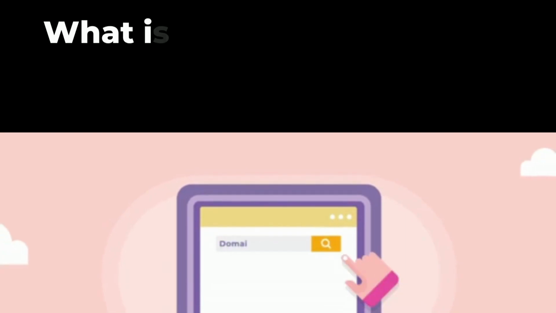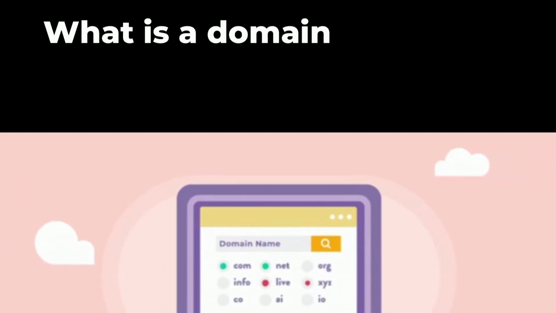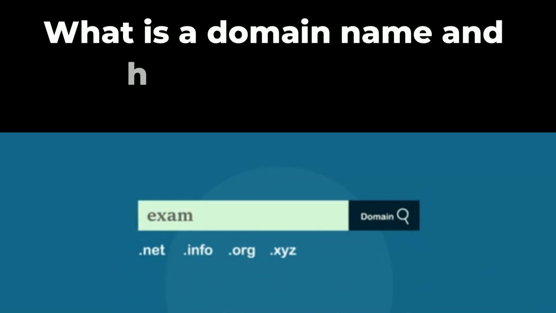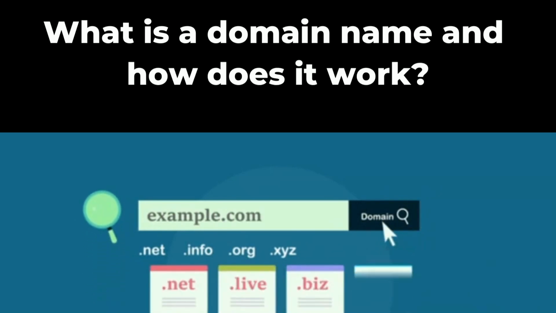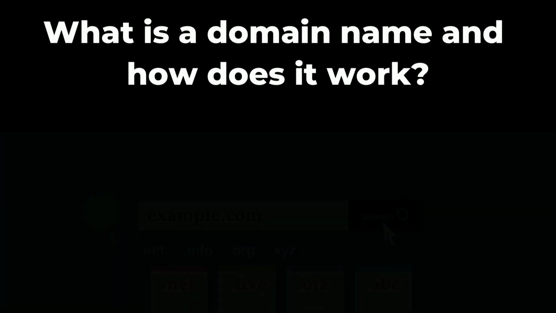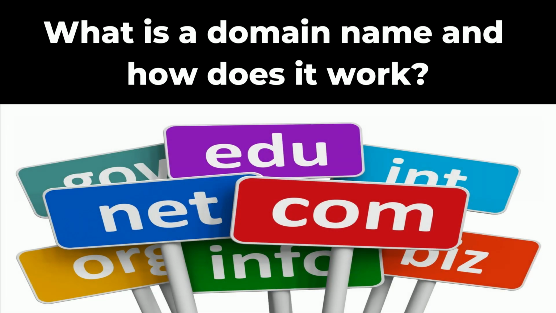Hi friends. Today our topic is what is a domain name and how does it work, and what is a web server and how does it work. So let's start. A domain name is the unique address that identifies a website on the internet. It is used to translate human-readable website names into machine-readable IP addresses, which are numbers used by computers to identify and communicate with each other.